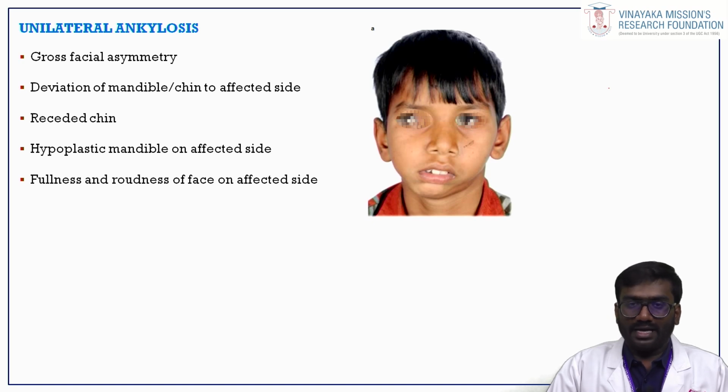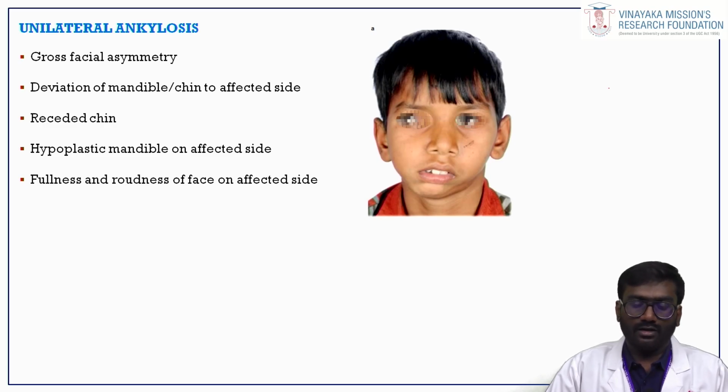So for example, we will take it as one side, right side or left side. As a result, there will be gross facial asymmetry because the balance in growth is not happening between the right and the left side, because one side is fused, one side is normally growing. So obviously you will have a gross facial asymmetry, and the mandible on the unaffected side, that is the normal growing side, tends to grow, whereas on the affected side, because the joint is fused, there will not be any growth. So because of normal growth on the unaffected side, the mandible tends to be pushed towards the opposite side, the affected side. So you will have deviation of the mandible and chin towards the affected side.